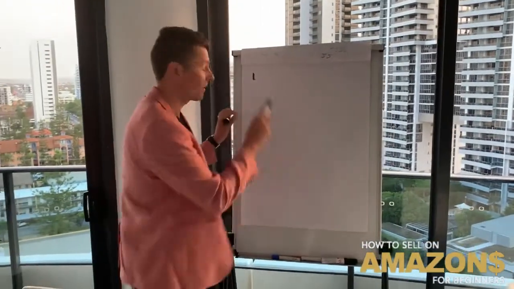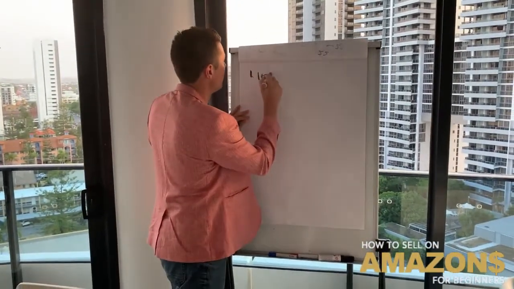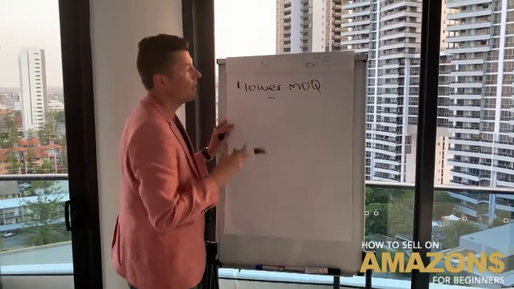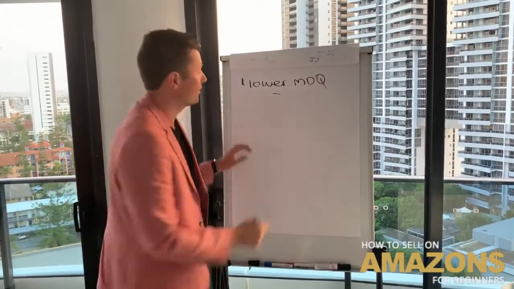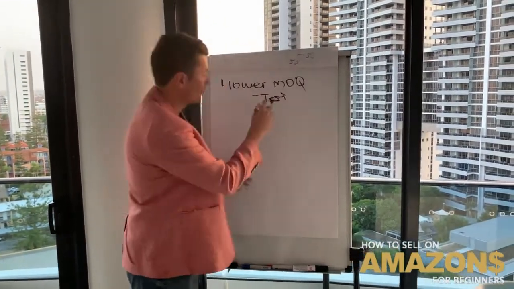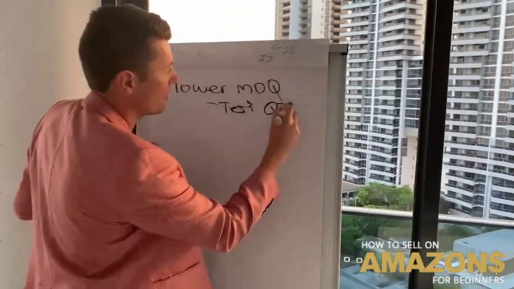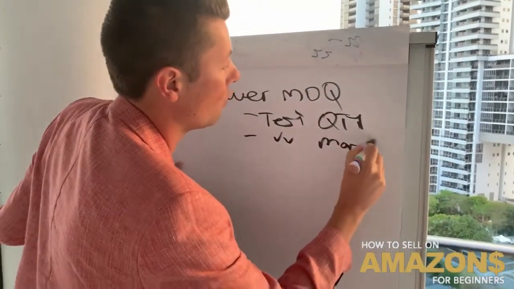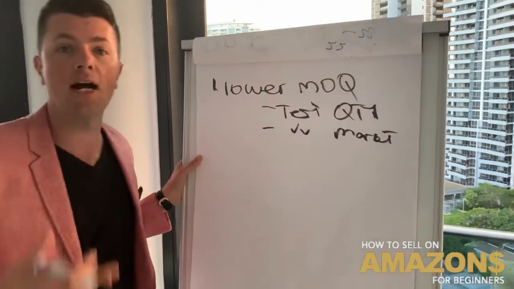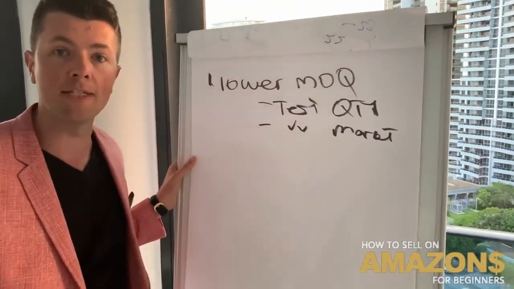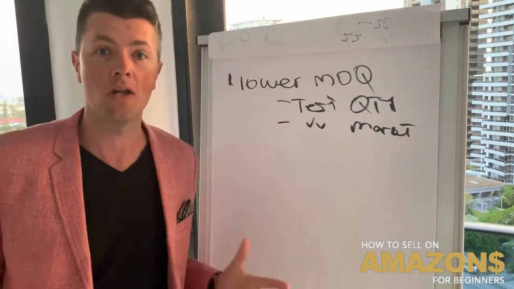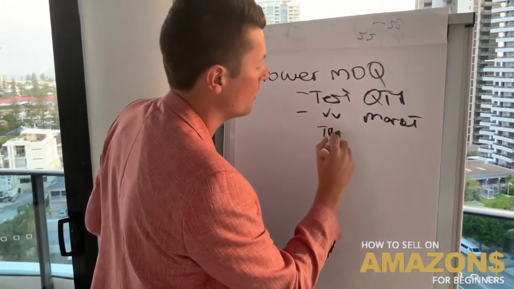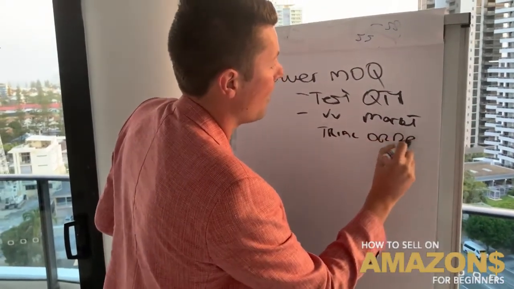So first step is lower MOQs. How do you go about doing that? A couple of different reasons. You say test quantity. This is just a test. We're just testing the market. We want to see how well this product goes. And then after the initial test, we're going to be ordering a lot larger on the second order. So you can say test quantity, test market, or trial order, that kind of thing. And that gets them excited.